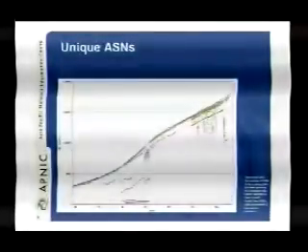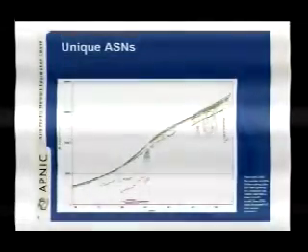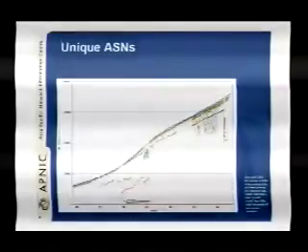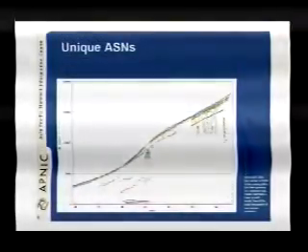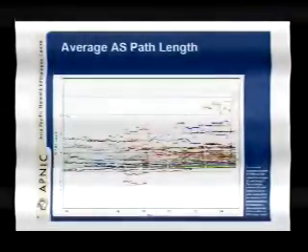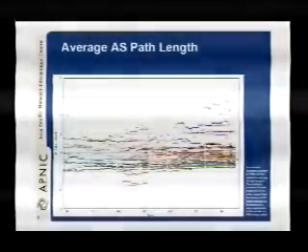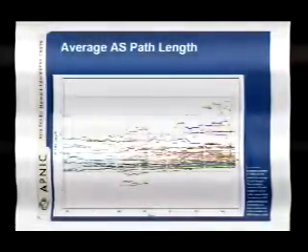The unique ASNs, again looking at the different views, show growth up to 2001, and then a gradual tailing off and linear growth up to date. The average AS path length, again depending where you look, is hovering around about 4 ASs as the average depth of the internet.